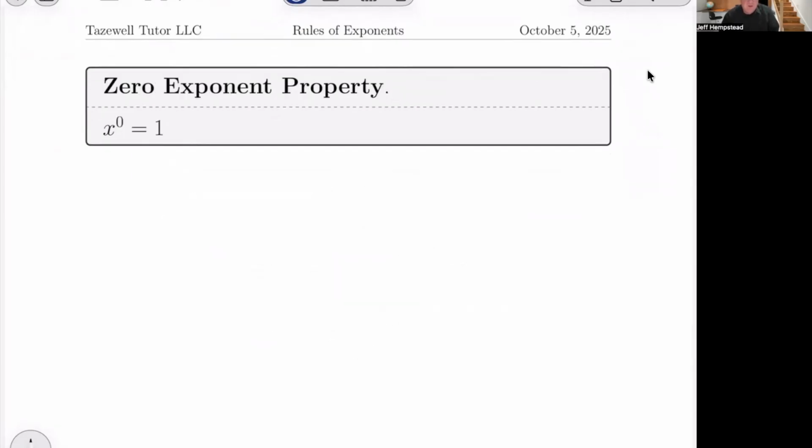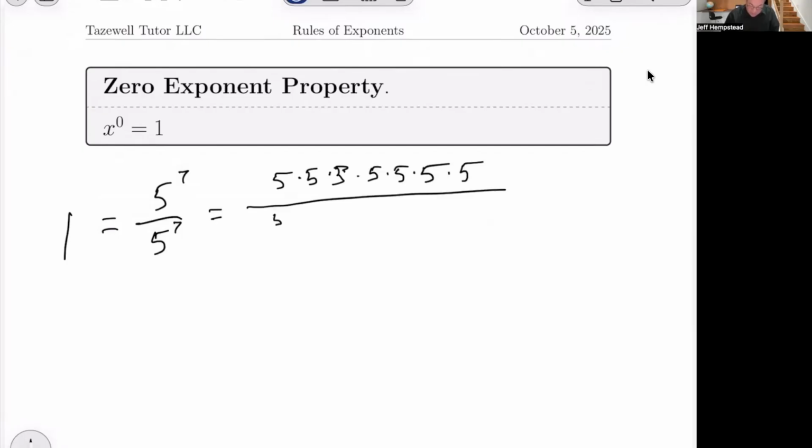Okay, next up is the zero exponent property. And it goes like this. What if I have 5 raised to the 7th divided by itself? Well, we know that anything divided by itself is 1, right? Well, let's multiply this out. Here we have 7 of those, and just the same in the denominator. And since it's multiplication all the way across, we can divide these out pairwise. Our base was 5, and there were 7 in the numerator, and there were 7 in the denominator.